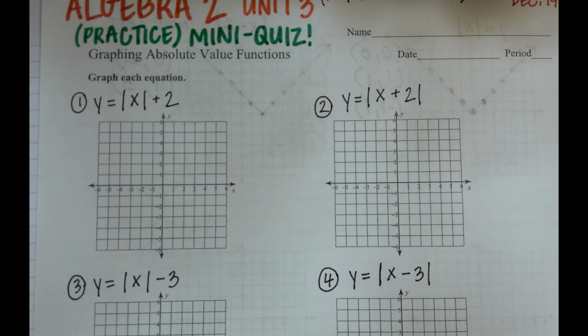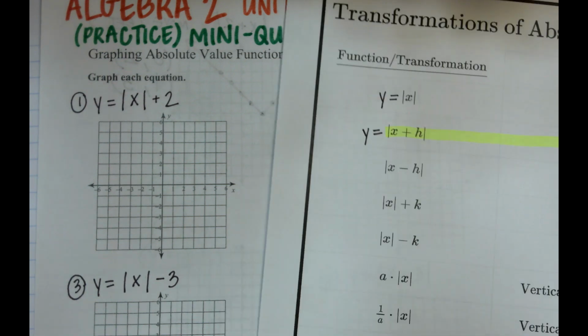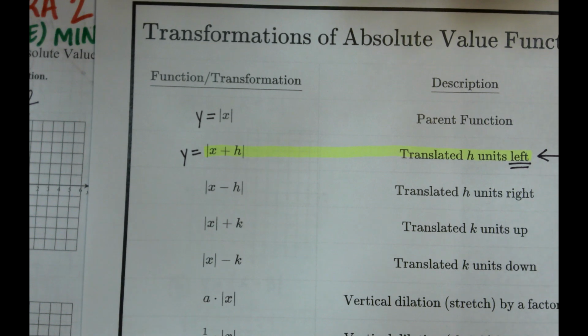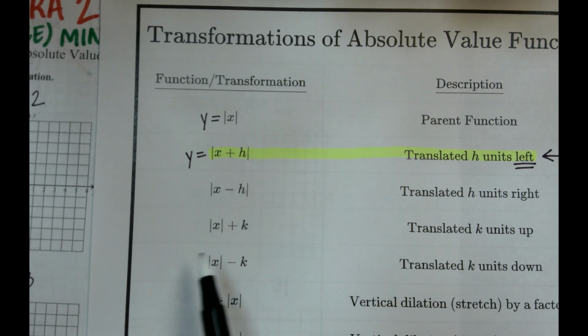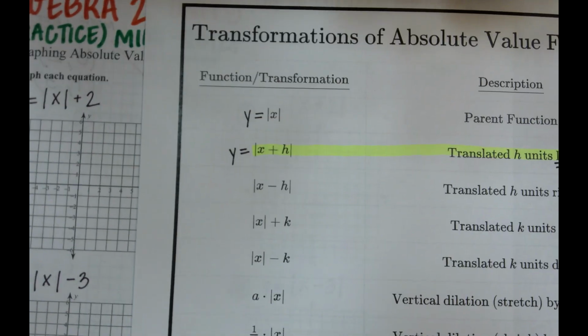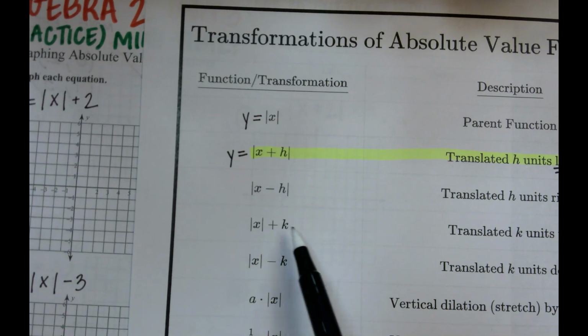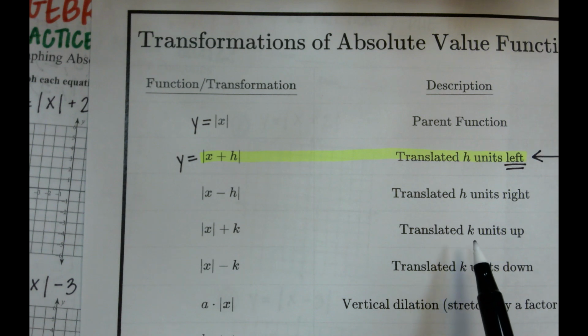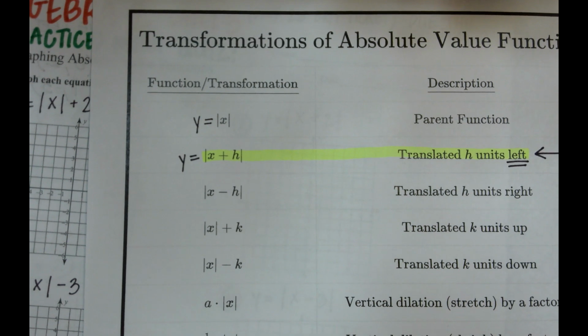So there's a few things we could do. We could find some coordinates by plugging in values for x, or we could look at our little cheat sheet and see what it tells us to do. Translate k units up. So this one says plus 2 on the outside of the absolute value. When it says plus k on the outside of the absolute value, we take it k units up. So take it 2 units up.